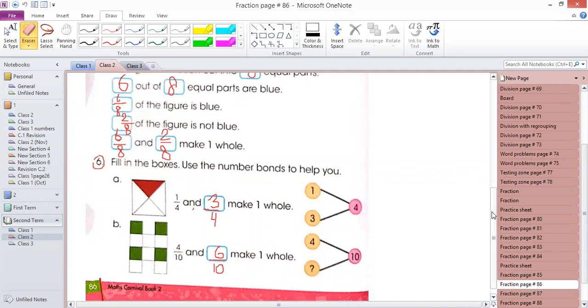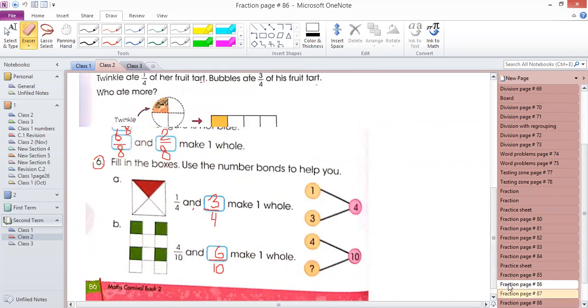The next is 4/10 and dash will make one whole. So the denominator will be as it is, 10. You have to work for the numerator. This is 4. 4 plus what equals 10? 4 and what will give you 10? That is 6. So you will say 4/10 and 6/10 will make one whole. So this is the answer.